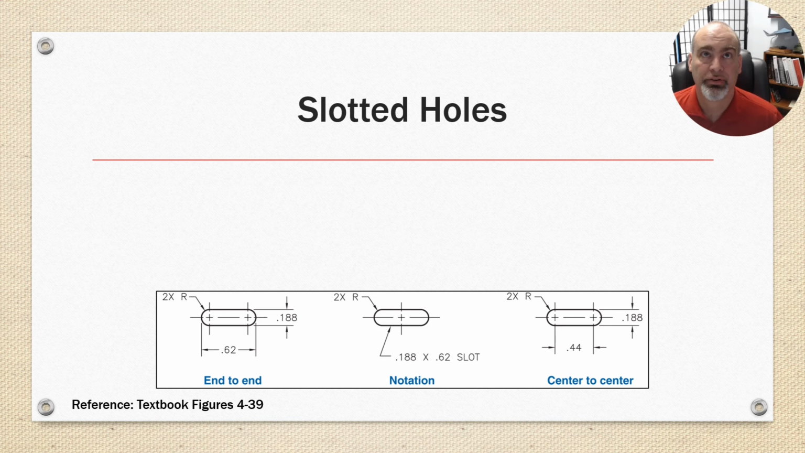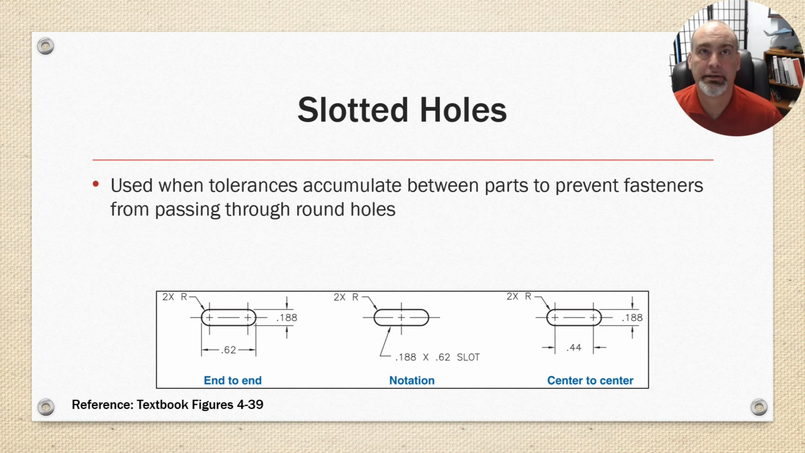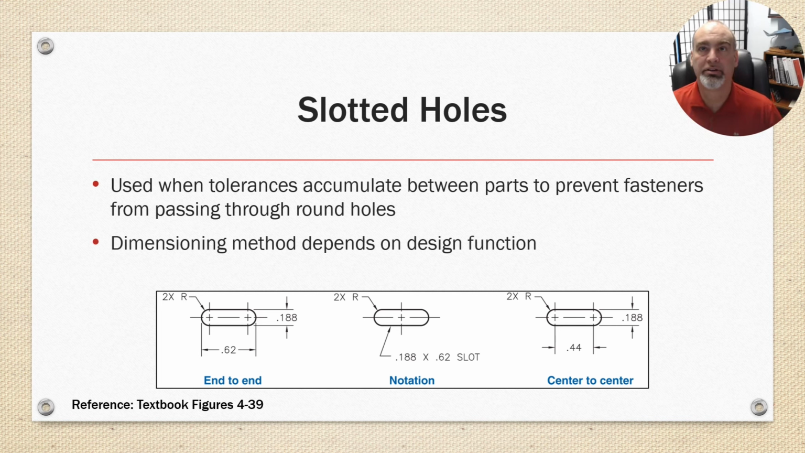Okay, slotted holes. These are used when tolerances accumulate between parts, to prevent fasteners from passing through round holes. The dimensioning method depends on the design function. So you have the option to go end to end, notation, or center to center, as is shown below. But it depends on the function of your device.